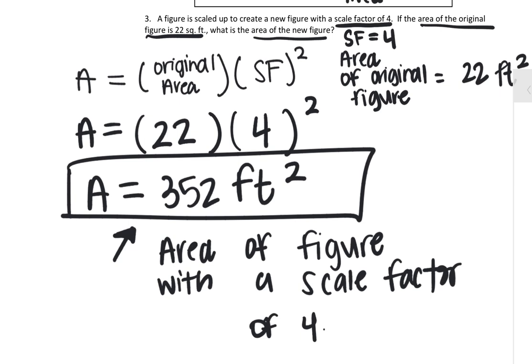So, A para la área de la figura escalada es igual a la original área multiplicada por el scale factor cuadrado. So, yo reemplacé. 22 va primero, luego va al 4 y está haciendo cuadrado ese 4. Lo puse exactamente como lo vi en la calculadora. 22 con las paréntesis, el 4 con las paréntesis y el cuadrito. Y me dio 352 pies cuadrados. Pongan sus unidades, por favor.